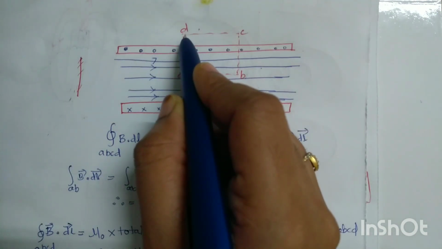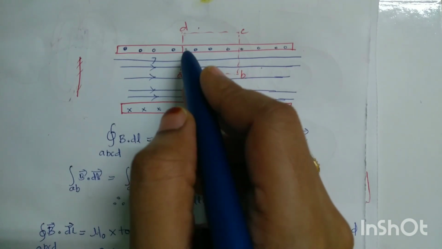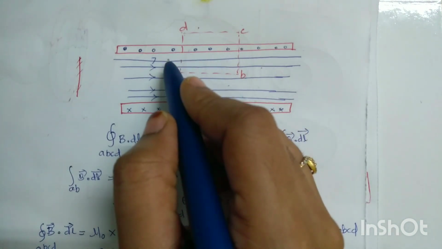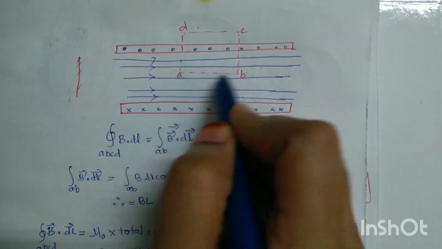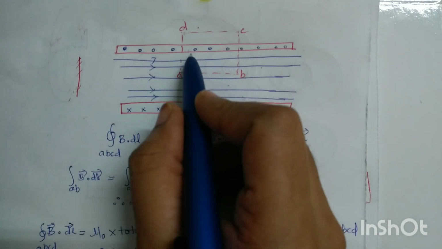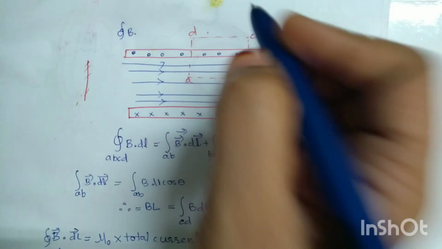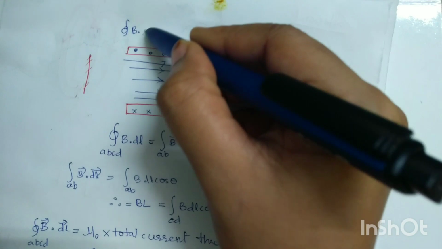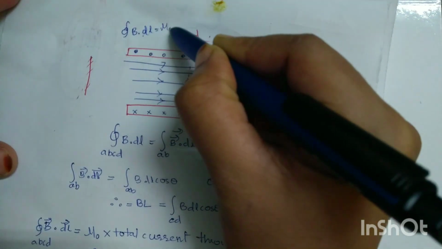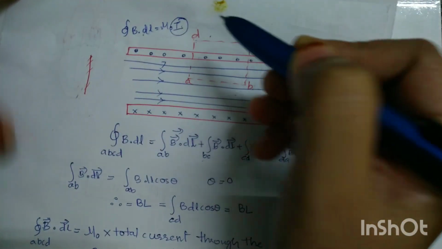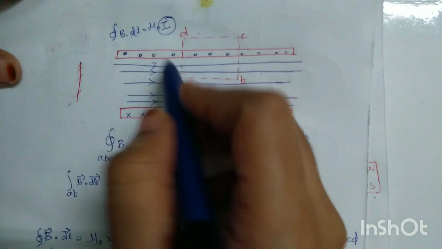So we know that Ampere's circuital law holds good for the closed loop only. Therefore we have considered the rectangular closed loop. Now from Ampere's circuital law, we know that the integration of B dot dl is equal to mu naught times the total current enclosed inside the conductor.